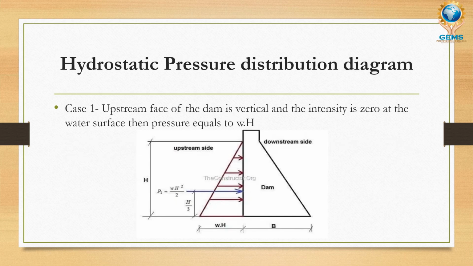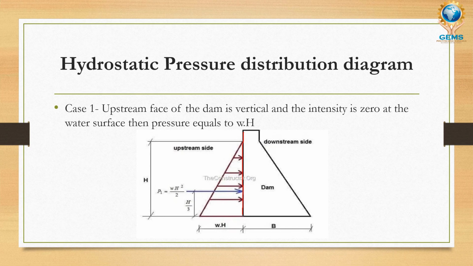On the previous slide I explained the hydrostatic pressure distribution diagram, and this is that diagram. We differentiate it into two cases for a gravity dam. Case one is when the upstream face of the dam is vertical. You can see the upstream face of the dam is literally vertical, that means straight, and the intensity is 0 at the water surface.